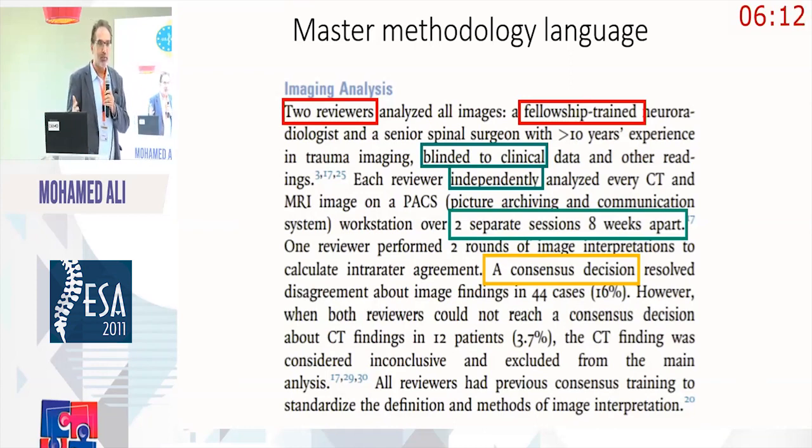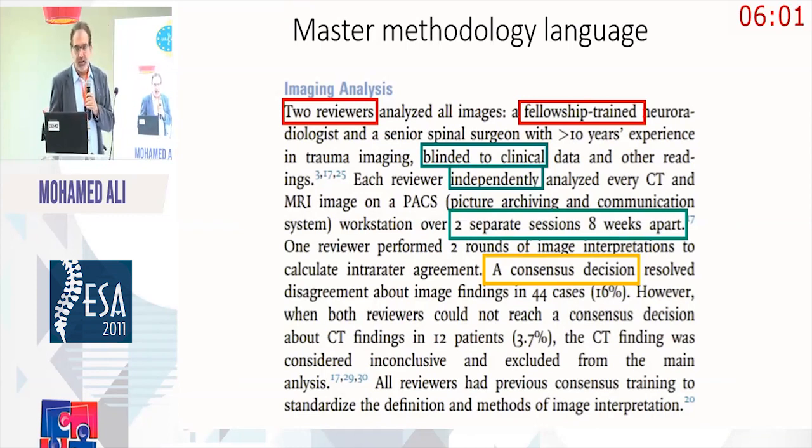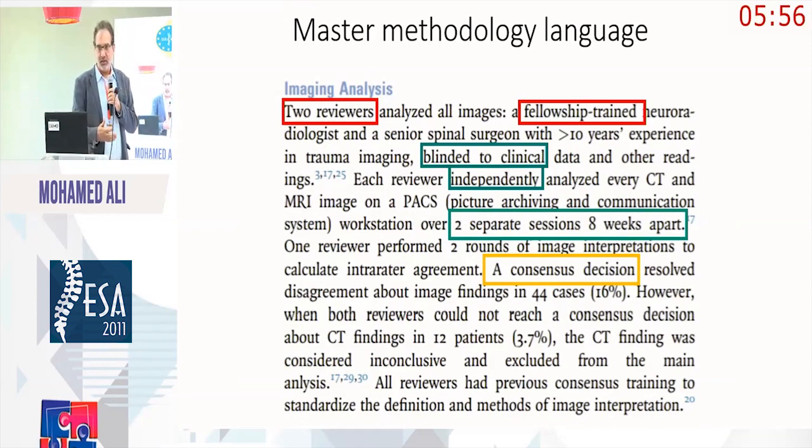how much experience they have, or whether they have fellowship training. Blinded, independent analysis: you cannot analyze the MRI while you are aware of the CT result. This is called non-blinded, which is actually very important for the level of evidence. So this is a problem.